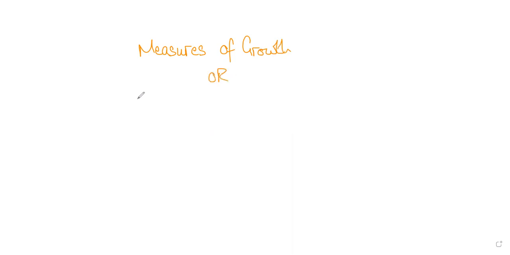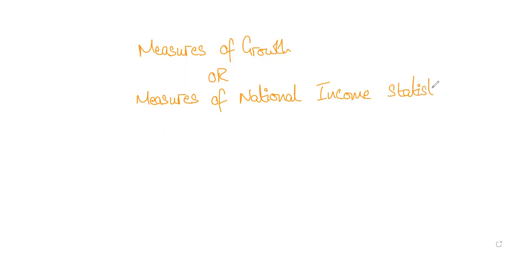Let me write this down and then I'll read your comment. Measures of national income statistics. We already know what GDP is, but we'll talk a little bit more about it in today's class. And then we will also discuss what other metrics or other measures of national income there are, right?